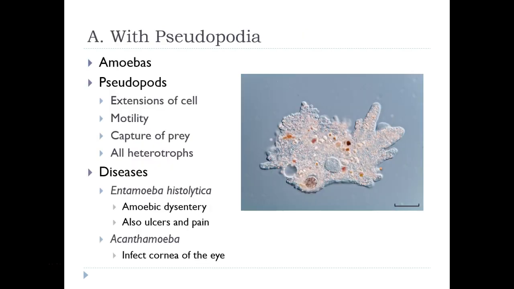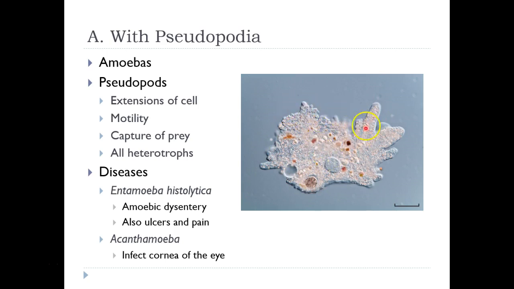So those with pseudopods, first of all, are mostly amoebas, and a picture of an amoeba is here. A pseudopod is really just an extension of the cell, and the pseudopods can change shape. The terminology really means false foot. But if you look at a cell, remember a eukaryotic cell, this would be its membrane that we're looking at, surrounding the outside.